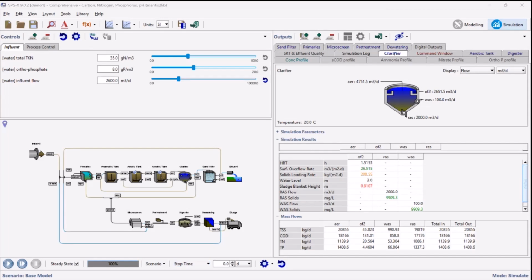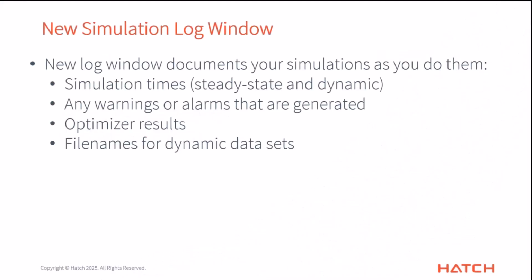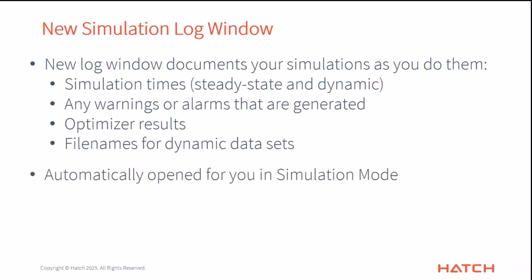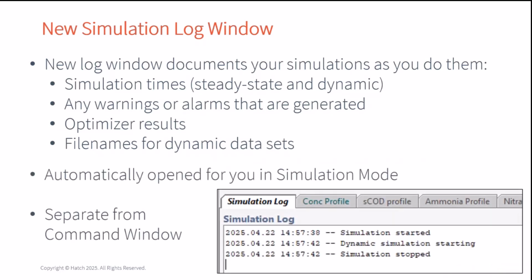Okay, back to the slides. Now we're going to move on to a new feature that we have created, what we call the simulation log window. And this is actually a reorganization of where some of the output comes when you're running your simulations. This is a new window that will show up at the bottom of the screen for you, amongst all of the tabs, and there's an image on the bottom of the screen here.